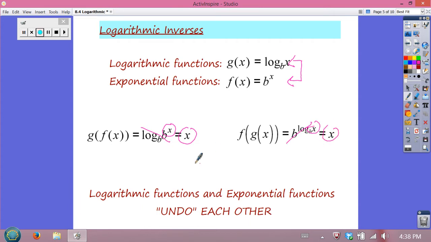Please, please, please be careful. These bases absolutely must be the same in order for them to cancel out. If this was like a v or something, or, I guess I should say k, because b and v sound the same on a microphone. Log base b of k to the x, no, can't do it. Has to be the same base, okay? So once again, logarithmic functions and exponential functions undo each other if they have the same base.